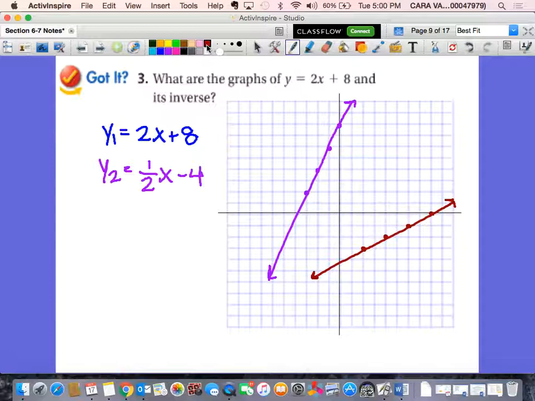Now that I have both those graphs, I should be able to see, without even drawing the line y equals x, that those are truly inverses of each other, and they are mirror images over that line of y equals x.